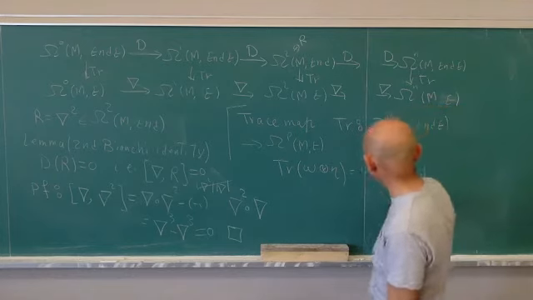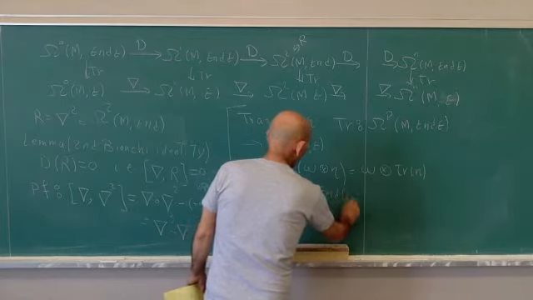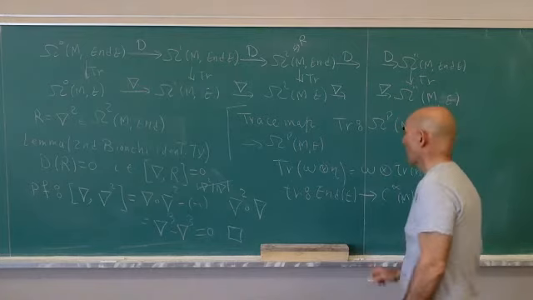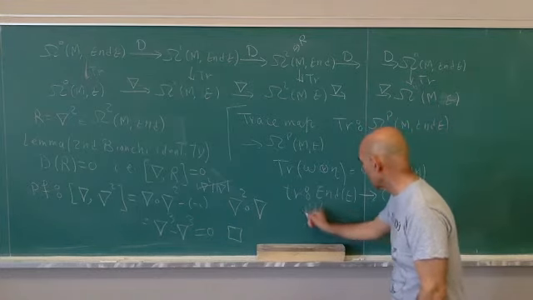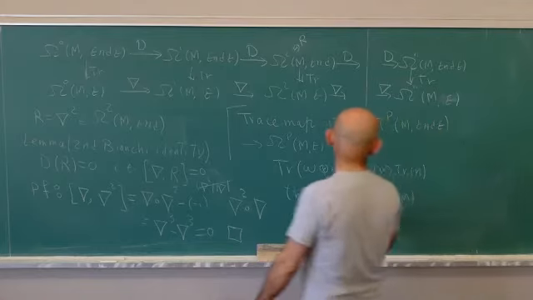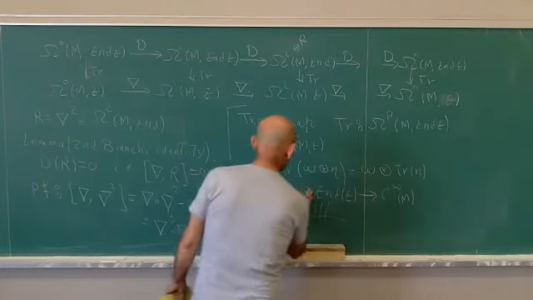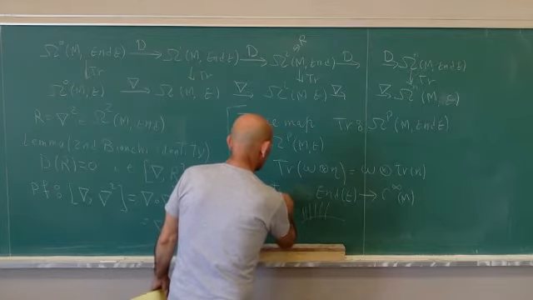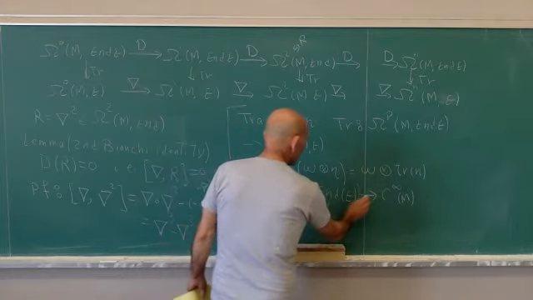Now this little trace is a trace that goes from endomorphisms of E to C infinity of M. Because what is an endomorphism of E? It is an element of this space, C infinity of endomorphisms of E. So I should say the little trace goes from C infinity of endomorphisms of E to C infinity of M.